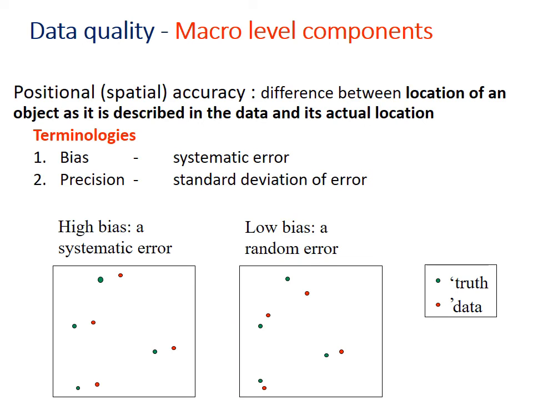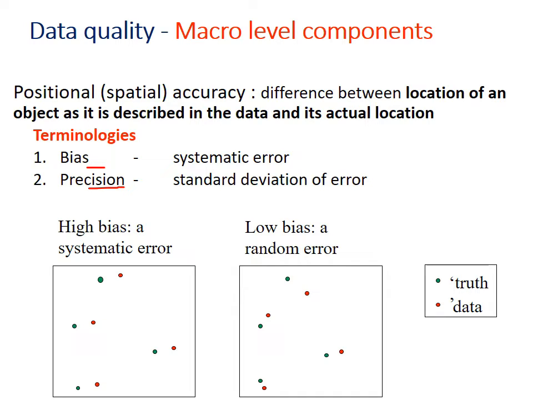At the macro level, the positional accuracy is the difference between the location of an object as it is described in the data and its actual location. There are some terminologies that we need to understand for positional accuracy. One is the bias, the other one is the precision. Bias is the systematic error, whereas precision is the standard deviation of the error.